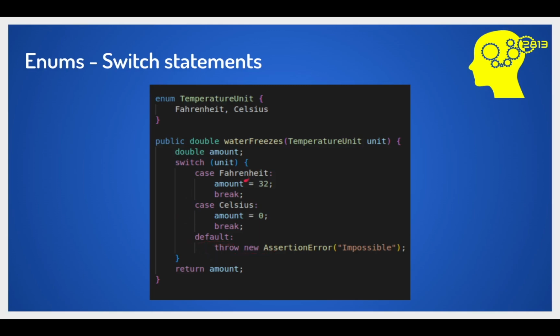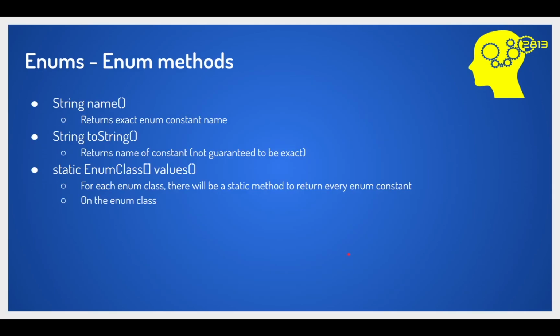So if it's neither of these, then it'll give you an exception, or it'll give you an error. There are also methods that you can use with enum. For example, the name method returns the exact enum constant name, and toString can also return the name of the constant, but it can't always be guaranteed to be exact. You can also use the values method to give you every enum constant in the enum class.